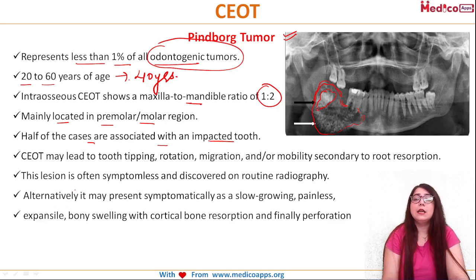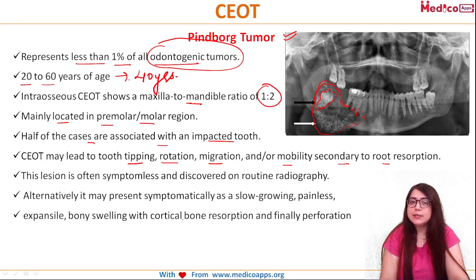Then second, now how it affects the surrounding structure. In related teeth or tooth, you can see tipping, rotation, like here you can see in the previous image rotation was there, you can just check that. Then migration of the tooth, that is pathological migration or mobility, and root resorption as well. Here also you can see root resorption, right?